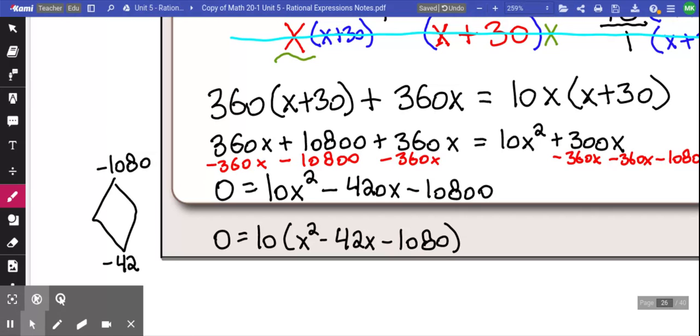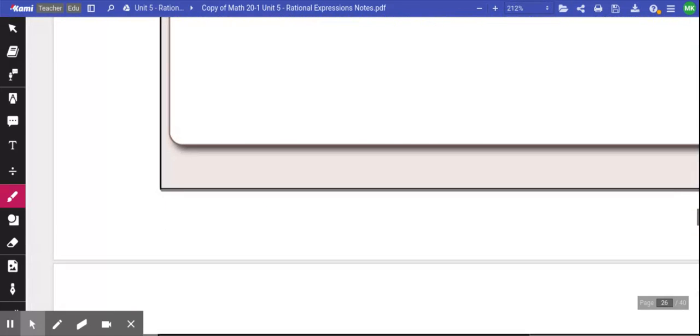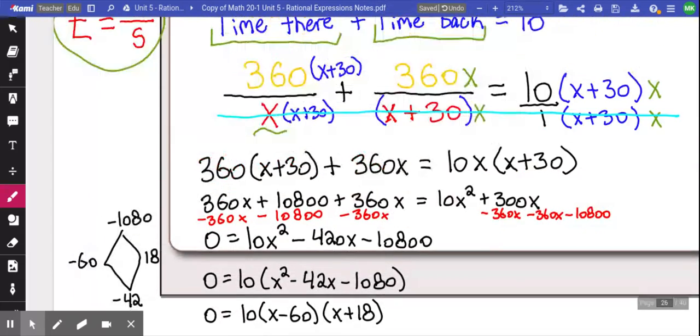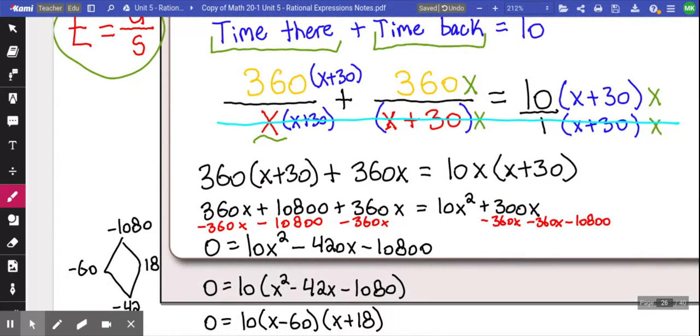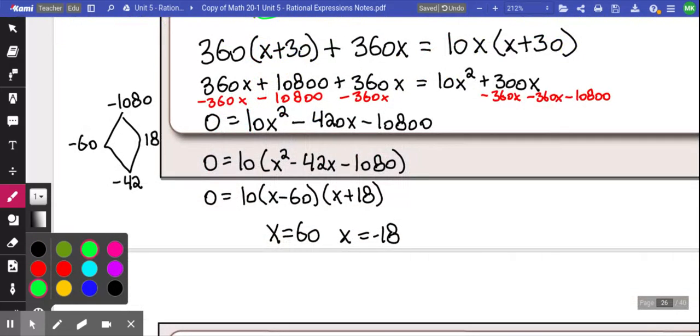Which would give me negative 60 and positive 18. So this thing factors to be x minus 60, x plus 18. Meaning that x equals 60, and x equals negative 18. Remember that x was our speed, right? So if you think all the way back to our original question, we started putting x as our speed right here. Here's our speed there. So this answer doesn't make any sense. I'm not going to have a speed of negative 18.